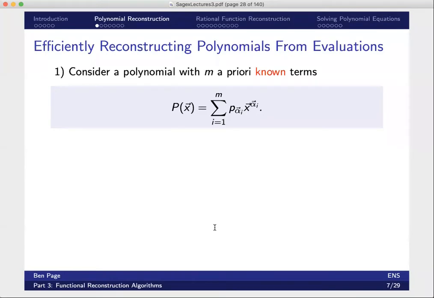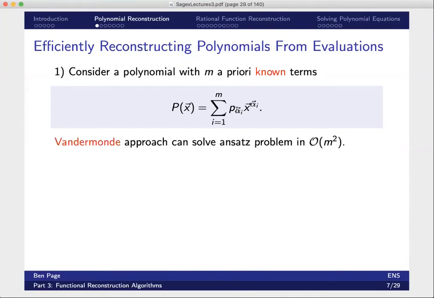We're going to discuss two methods in the following. The first is going to solve a problem where we imagine that we have a polynomial where we know what the contributing monomials are. So we have p of x as just some sum over m monomials labeled by their exponents alpha vector i. And there is an intelligent sampling approach that I'll call the Vandermonde approach that can solve our ansatzing problem of determining these coefficients in big O of m squared, beating Gaussian elimination's complexity.